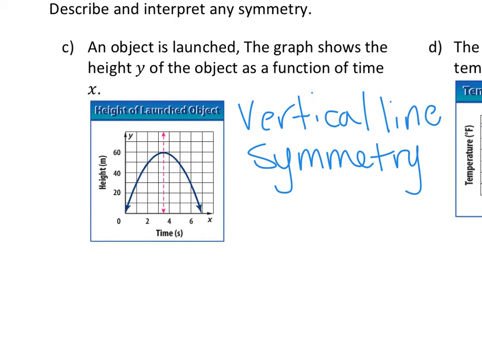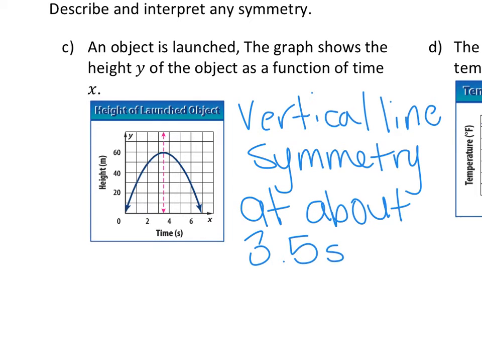And we want to say where it is. So for our vertical line symmetry, let's take a look at our x value. The vertical line is between 3 and 4, we'll say about 3.5. So at about 3.5 seconds.